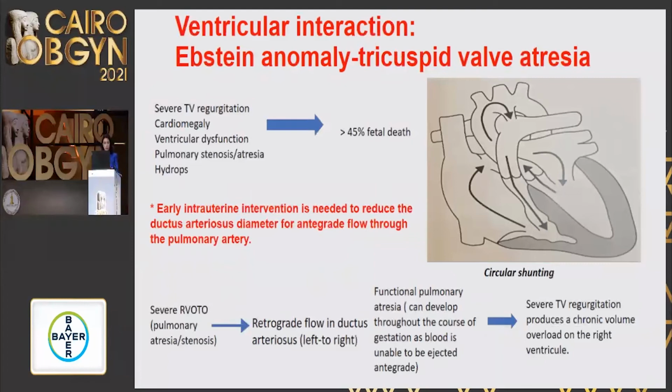Severe tricuspid regurgitation, with cardiomegaly and severe ventricle dysfunction, can result in Ebstein anomaly, which is related to 45% of fetal deaths. All of these cases should be intervened on by a pediatric cardiologist to reduce the ductus arteriosus diameter to create antegrade flow through the pulmonary artery.